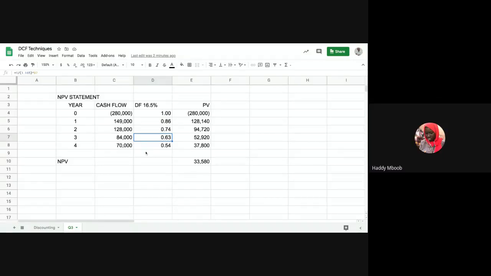What I'm saying is, if you can calculate the first one, that is year 0, you put equals to into the present value of year 0, equals to the cash flow, that is cell C4, multiplied by D4, then you press enter. From there you just click at the right corner of that cell and then you drag. Everything will be applied to other cells and then you will have your answer straight.